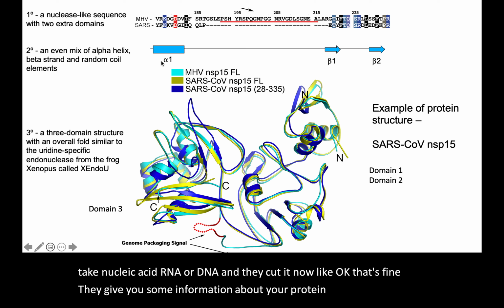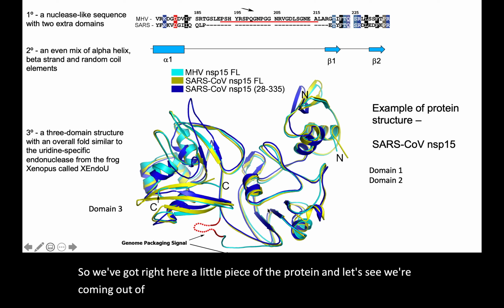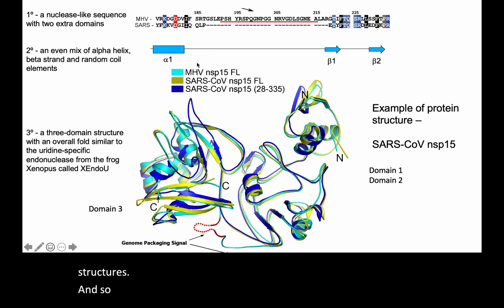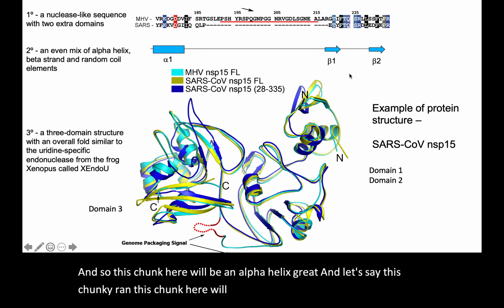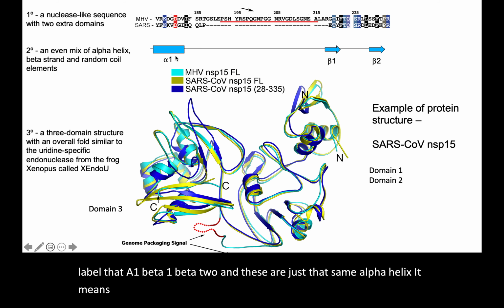Second level. All right. So we've got right here a little piece of the protein, and let's see, we're coming out of domain 2 and into domain 3, something like that. But anyway, this is showing that the protein is a mix of secondary structures. And so this chunk here will be an alpha helix, great. And let's say this chunk here and this chunk here will both be beta strands, great. And so we'll label that alpha 1, beta 2. And these are just that same alpha helix. It means the protein backbone is going to coil up. And if you want, you can look at a little coil down here.